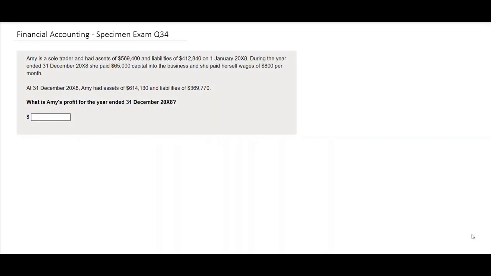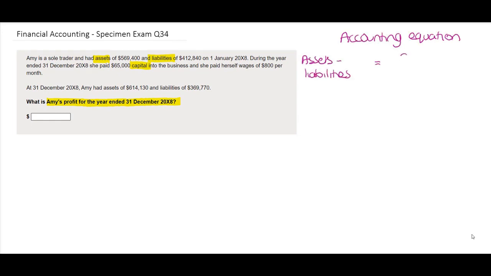In this question, you are being asked to find Amy's profit for the year ended 31st of December 20x8. Looking at the information that you've been provided with, we can see we have got assets, liabilities, and capital. And so we're looking at the relationship between these three items and looking at our accounting equation. A reminder of the accounting equation: assets minus liabilities is equal to capital plus profit minus drawings.